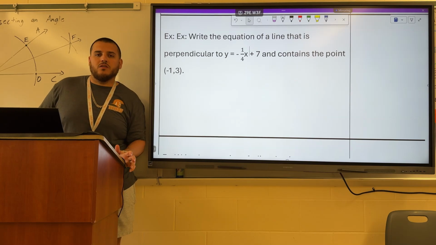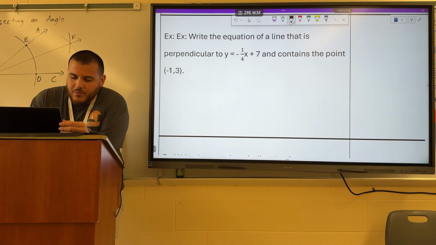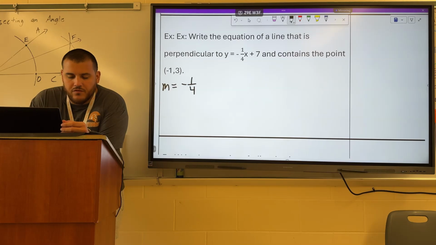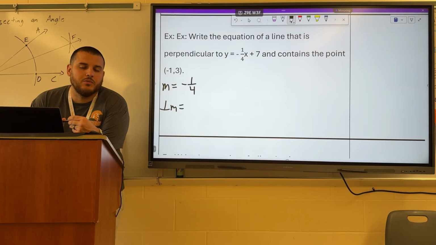Again, pause the video, see if you can do that on your own. Okay, let's see how you did here. Again, we're going to determine the slope of our given line first, which is that value in front of x. In this case, it's negative 1/4. And we know our perpendicular line will need the negative reciprocal of that value.